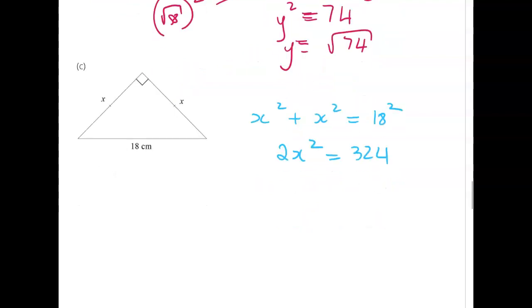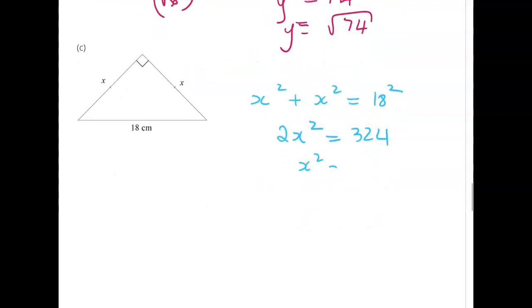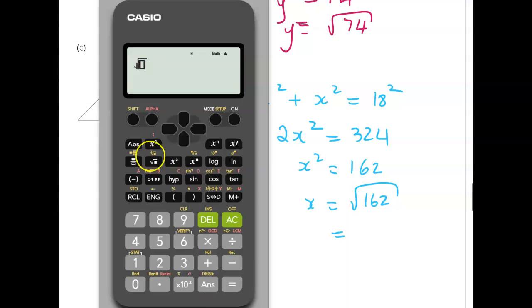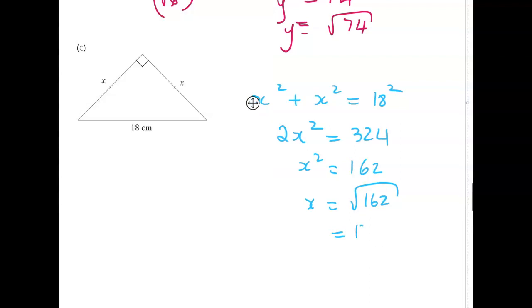Yeah, we have to divide by 2 first before we do anything else. So 324 divided by 2, 162. And then square root that answer. 12.73, yeah. So now that's our final answer, so we can round that. So you always round your final answer, just so you can interpret it a little bit better.